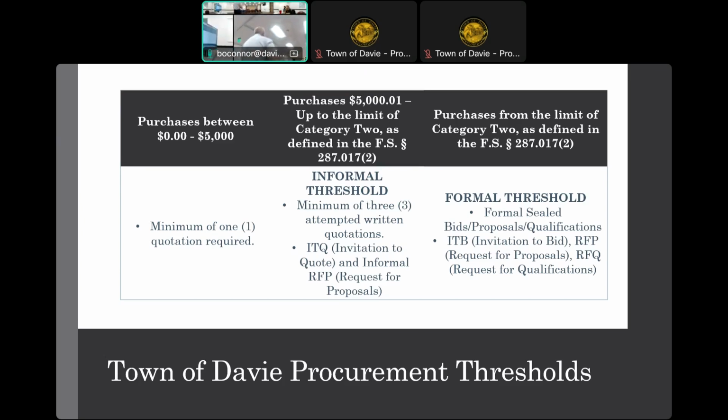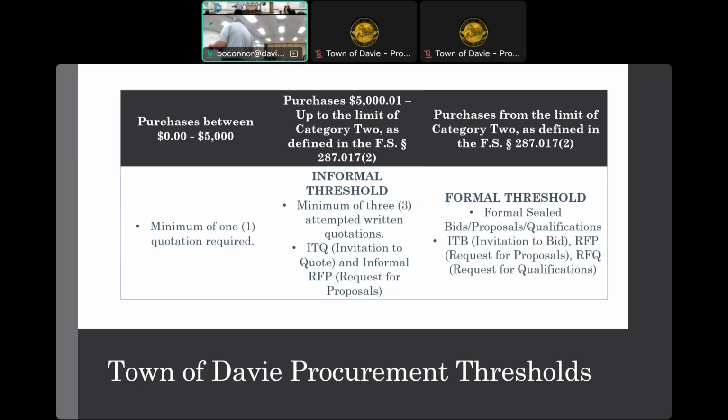Now, you're an architect, so again, we'll talk about where you're at with $35,000. The town has a requirement to go out for formal solicitations over 35,000. For you, design services are exempt up to $35,000. So we can engage with your firm without doing a formal solicitation up to 35,000.